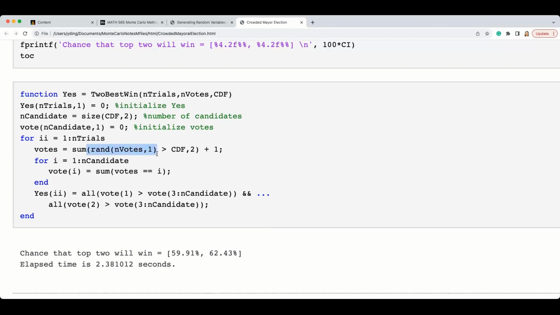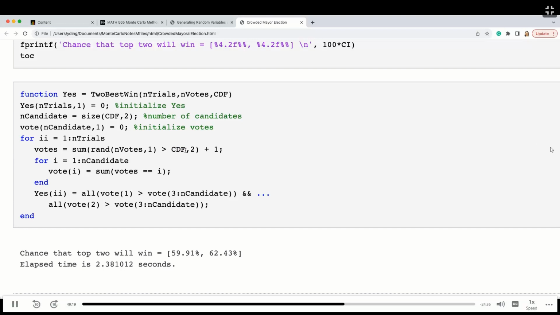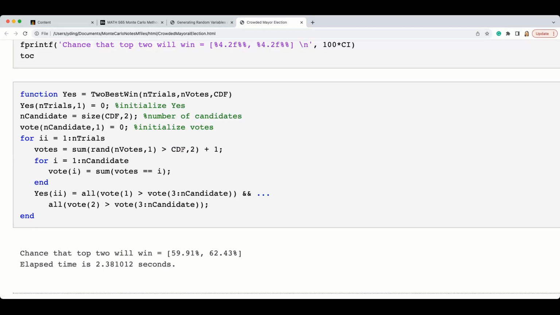We generate this random variable and compare with the CDF. But be careful: when you sum them up, you are trying to find the minimum value of x such that the CDF is greater than this case. So you're trying to check if this sum them up, and then 2 plus 1.